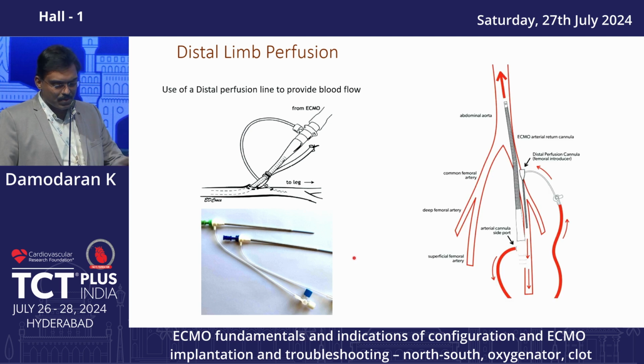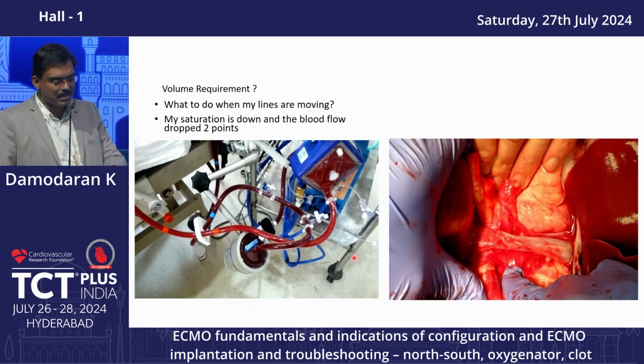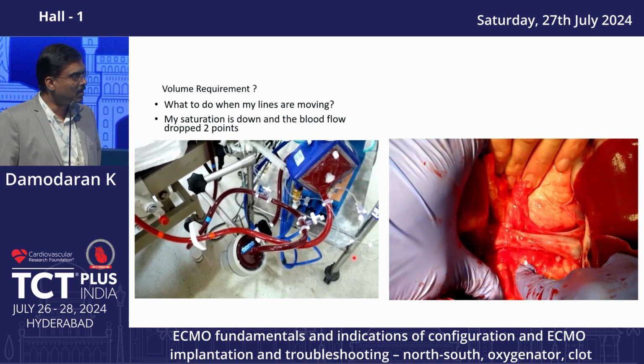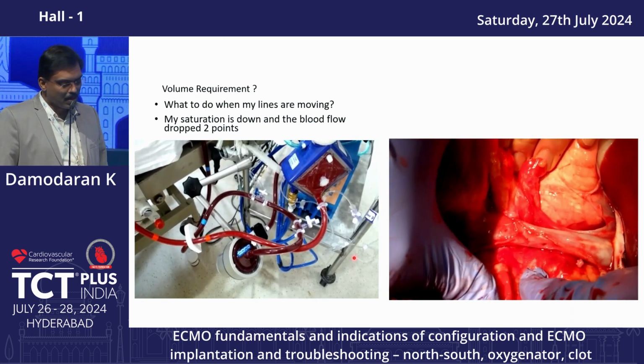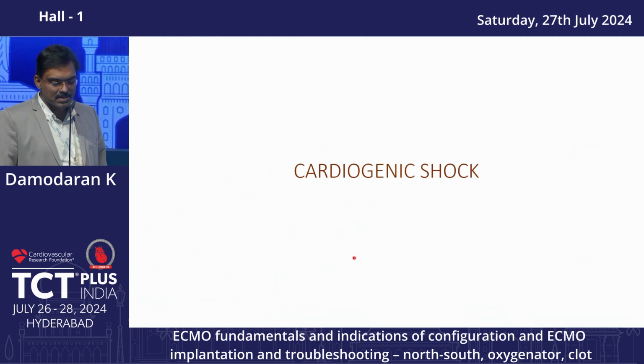This sheath should be a braided sheath, it should be ultrasound guided, and should be in the superficial femoral area. You have to go well above the bifurcation of the femoral artery to put it. It should be braided so that it does not kink. 8 French is enough for distal perfusion. And you see the chattering because of the volume loss, because there is some perforation somewhere in the vessel which has caused it.